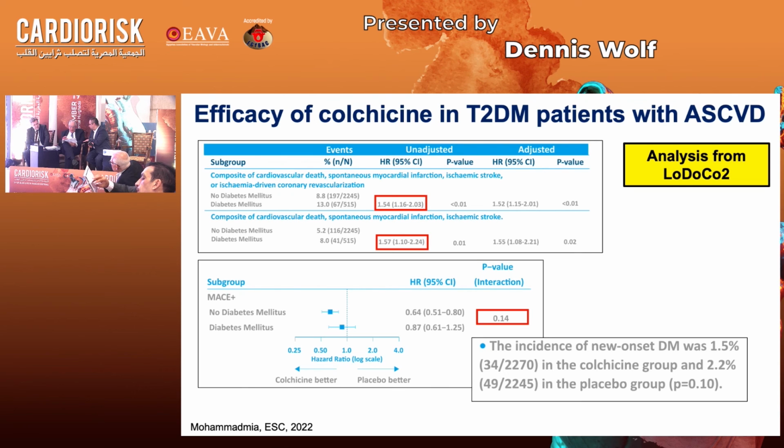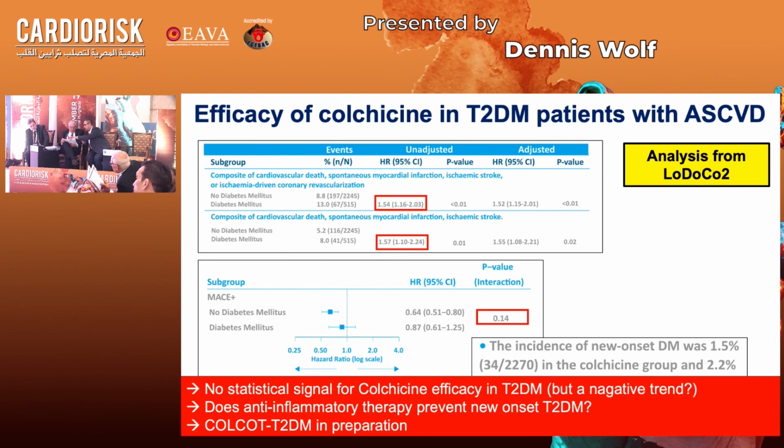But what was really interesting is that the incidence of new onset diabetes mellitus was much lower in the colchicine group than in the placebo group, indicating that potentially anti-inflammatory therapy may prevent new onset type 2 diabetes mellitus. And this is a very important facet of anti-inflammatory therapy, and it may finally be tested in upcoming trials such as COLCOT type 2 diabetes mellitus, which is currently in preparation.